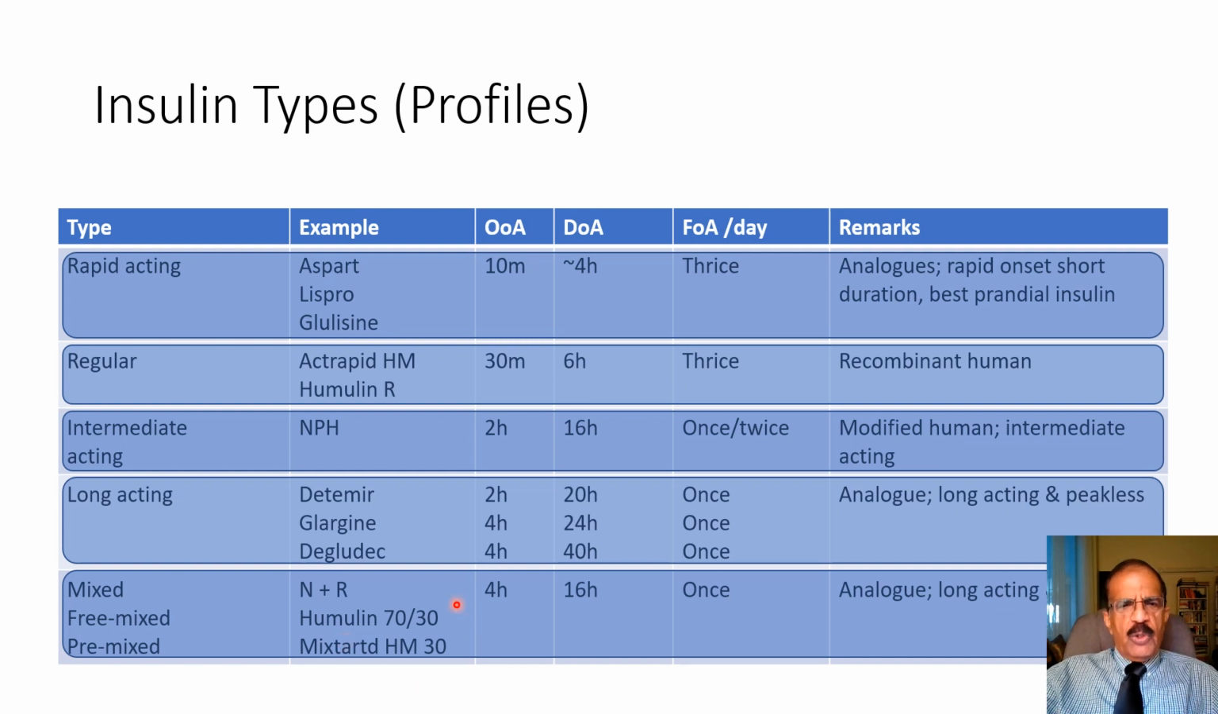Now the most popular ratio is 70-30. 70 is N and 30 is R. In this fixed ratio, the onset of action is actually not 4 hours. This should be 30 minutes. I'm sorry for the mistyping, because it has got a short acting component. The short acting component will start working in 30 minutes and the long acting will start working later. So actually the onset of action will be 30 minutes. And if you're using pre-mixed analogs, then it will be 10 minutes.